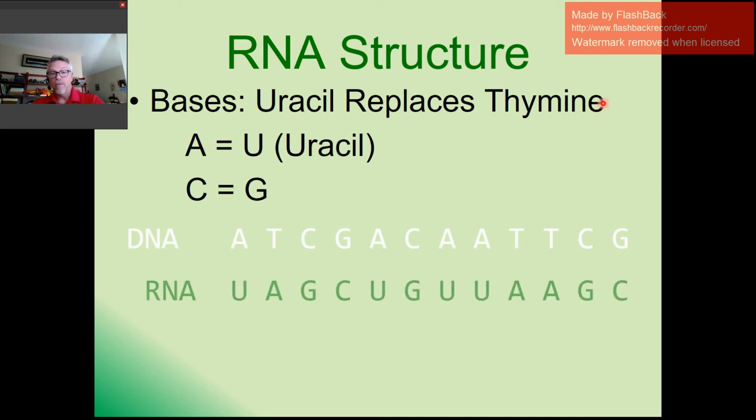Okay, did you get this? When there's an A in DNA, there's a U corresponding in RNA. When there's a C in DNA, there's a G in RNA. When there's a T in DNA, there's an A in RNA. All right? So hopefully you got this. These are the base pairing rules for RNA.